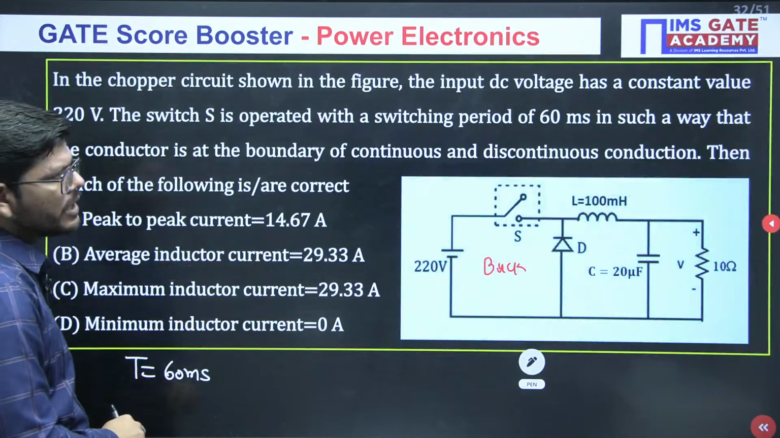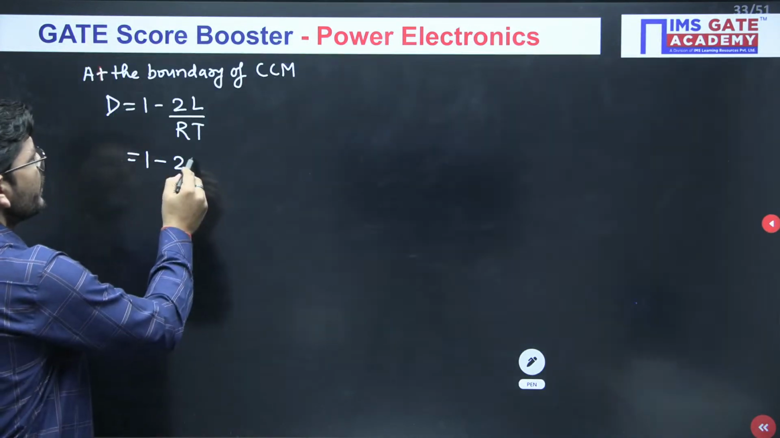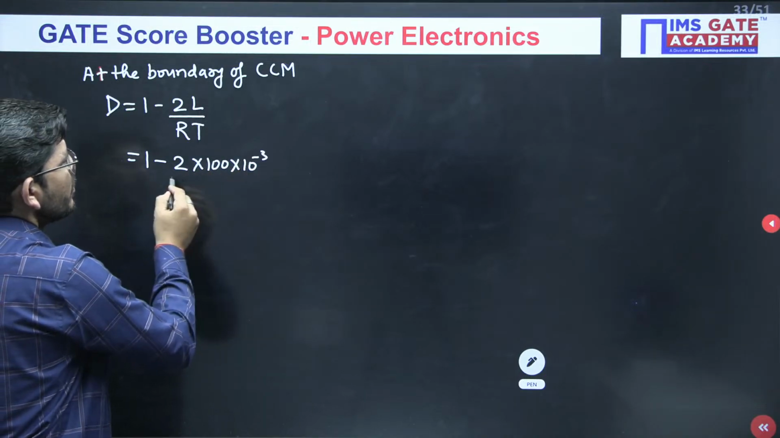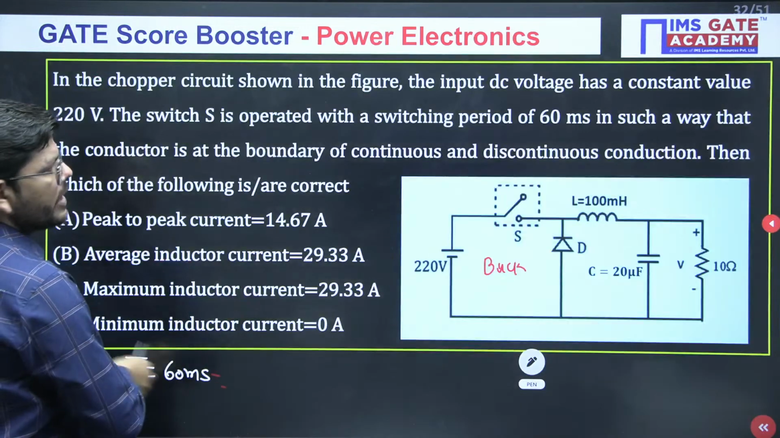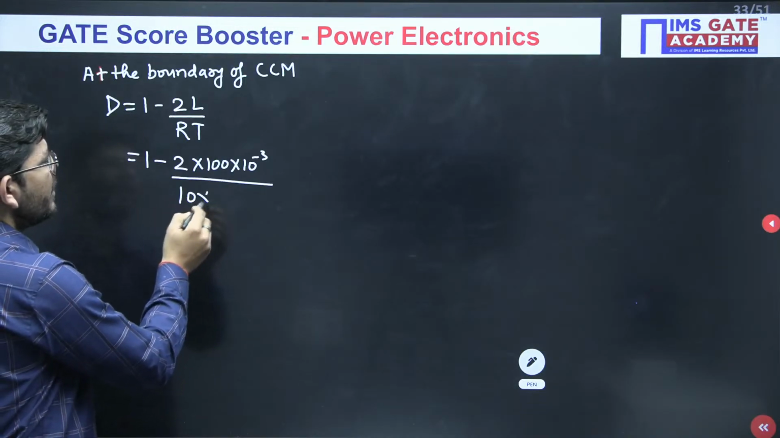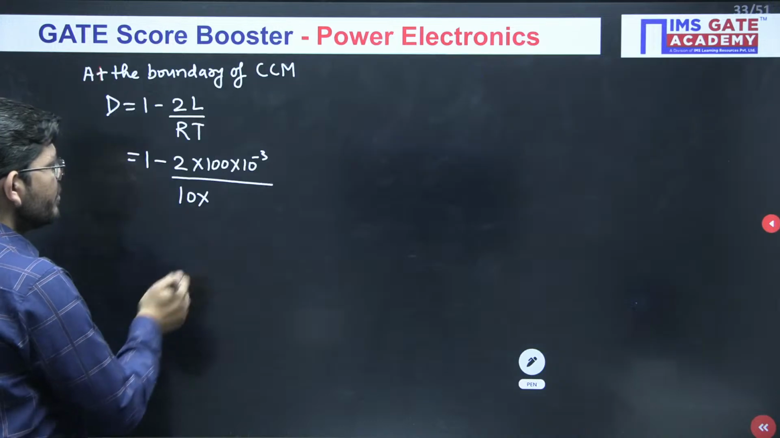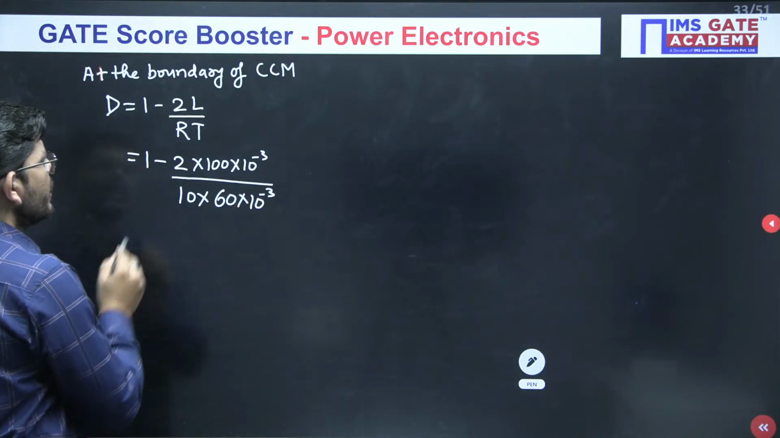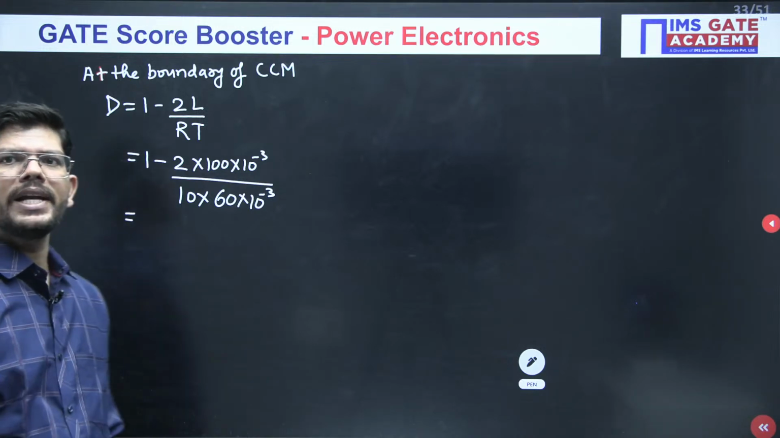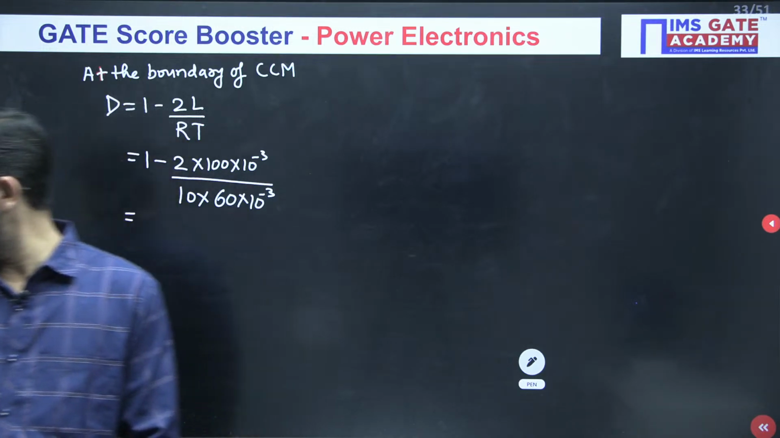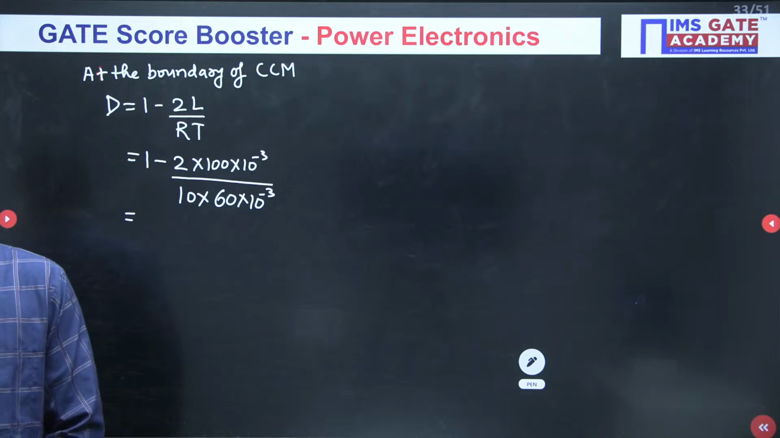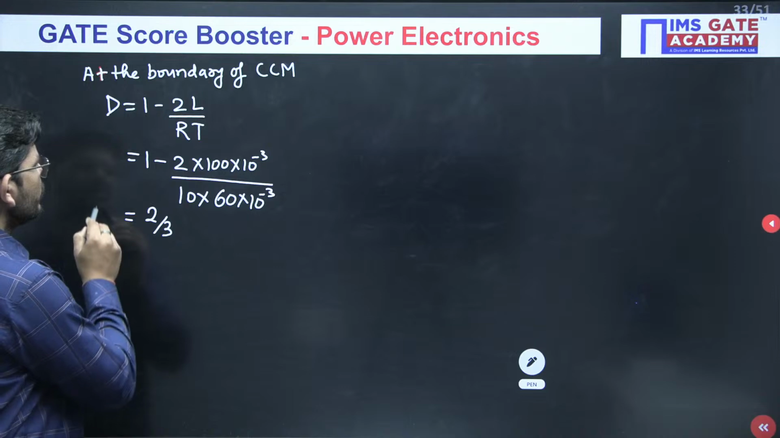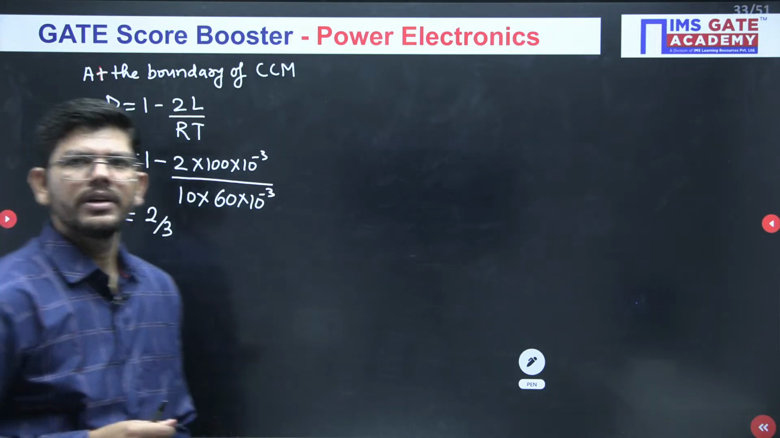1 minus 2, L value is 100 millihenry. Okay, so into 100 millihenry. What is the value of R? 10 ohm. And time period 60 milliseconds. Okay, so from here you will get immediately the value of D, and that D value is 2 by 3. So you have calculated the D.